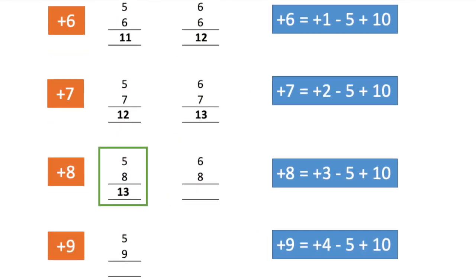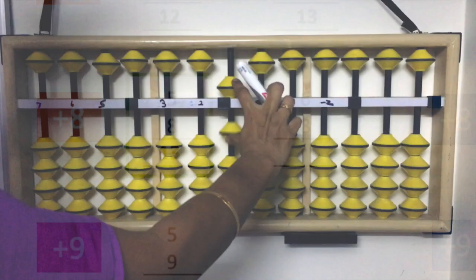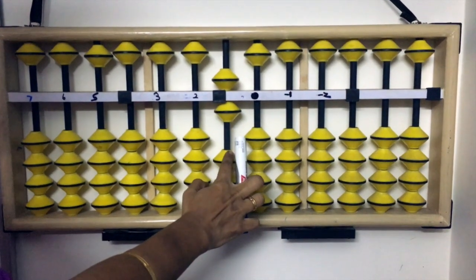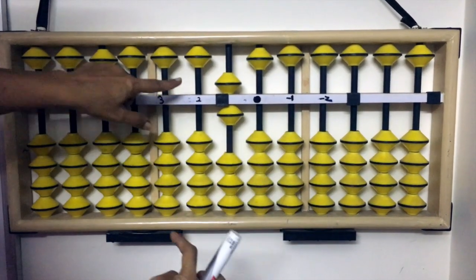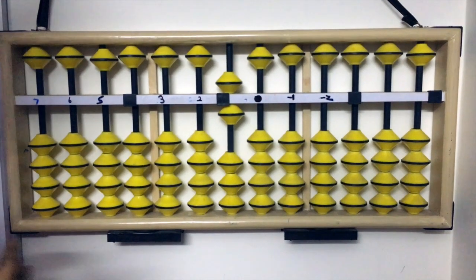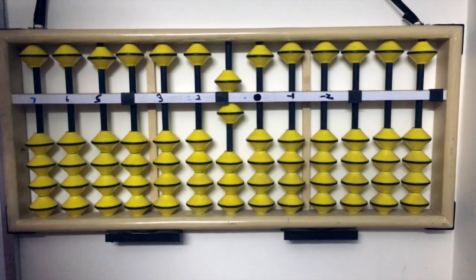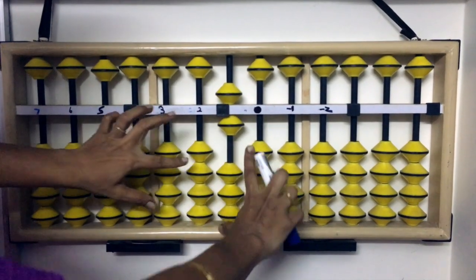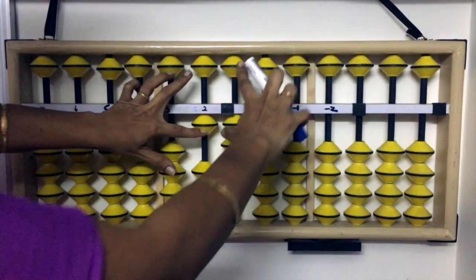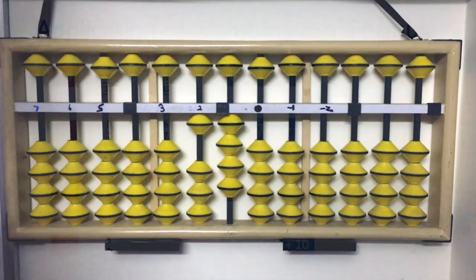Next. 6 plus 8. 6 to add 8 directly is not possible. Minus 2 plus 10 also is not possible. So think of the combination. So to add 8, plus 3 minus 5 plus 10. So the answer is 14.